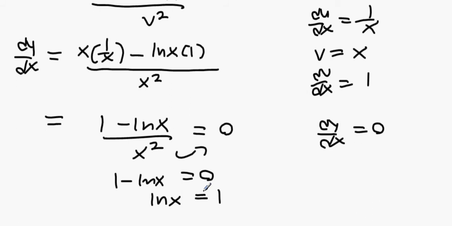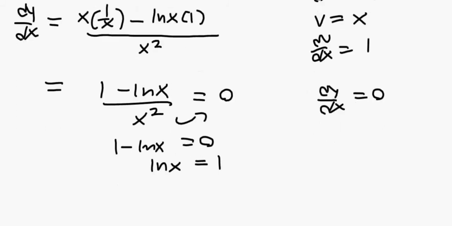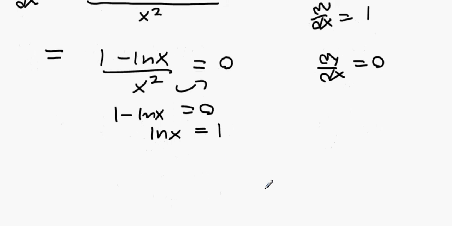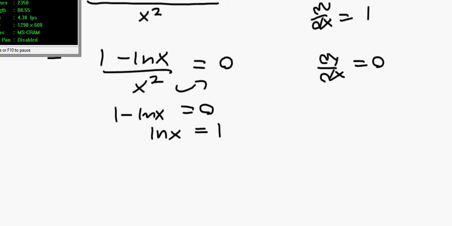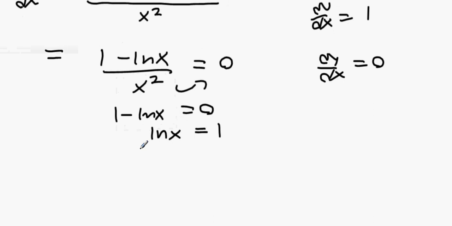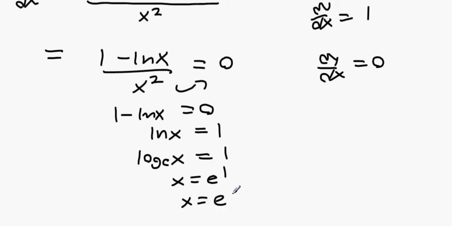So what x gives ln x equals 1? What we might need to do here is remember what ln means. ln means log to the base e, so log to the base e of x equals 1. This means x equals e to the power 1, x equals e. So now we know that x equals e is the turning point. So we have to find out the y coordinate. We know that e is the x coordinate, but what is the y coordinate?